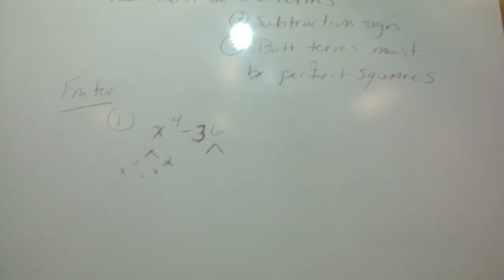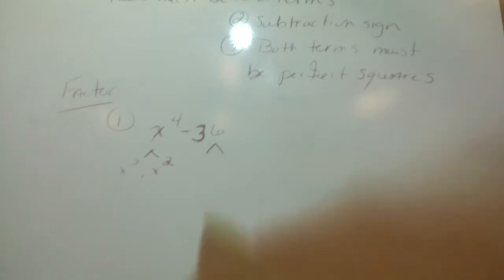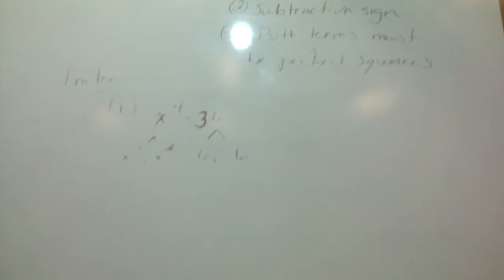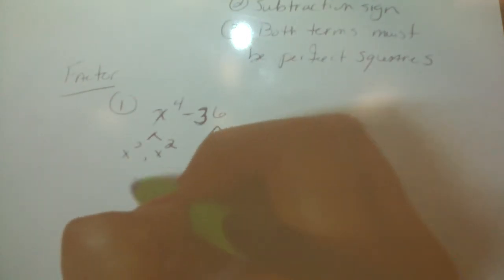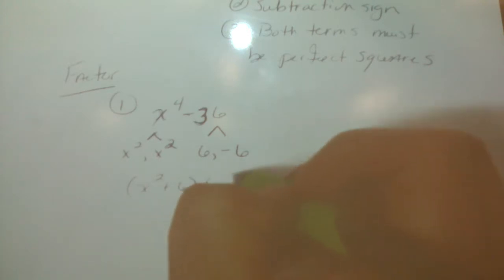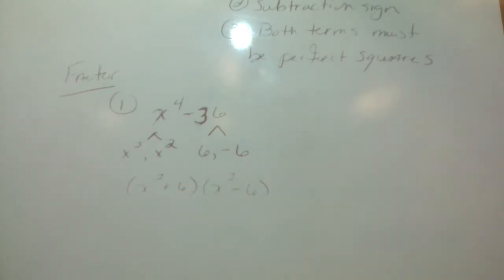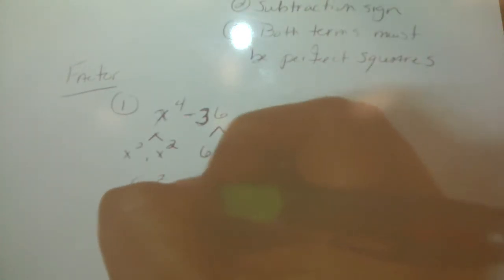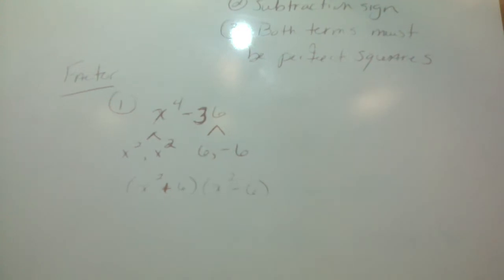But because that 36 is negative, one of them has to be a negative. It doesn't matter if it's the first one or the second one. So 1 x squared is going to go with 1 6. The other x squared is going to go with the minus 6. And I could have written that x squared minus 6, x squared plus 6. It doesn't matter.